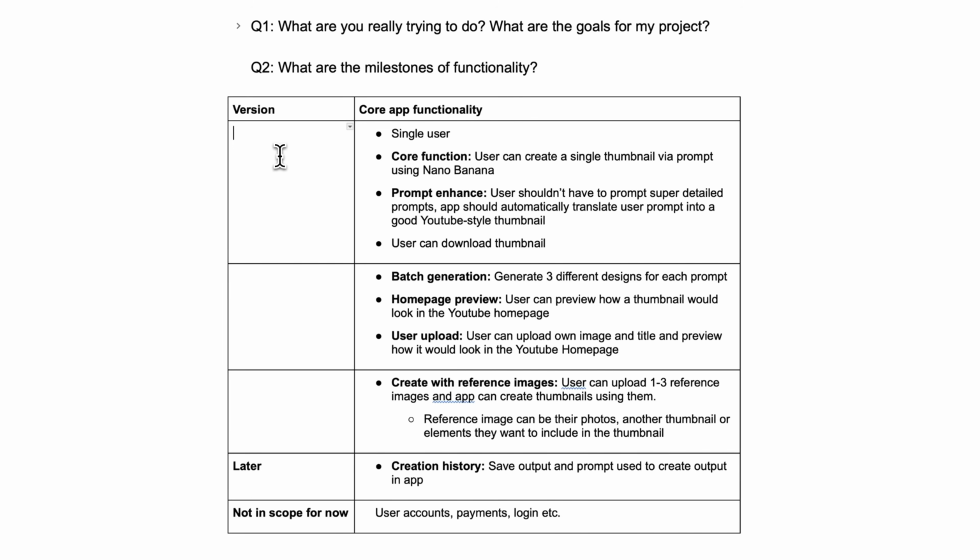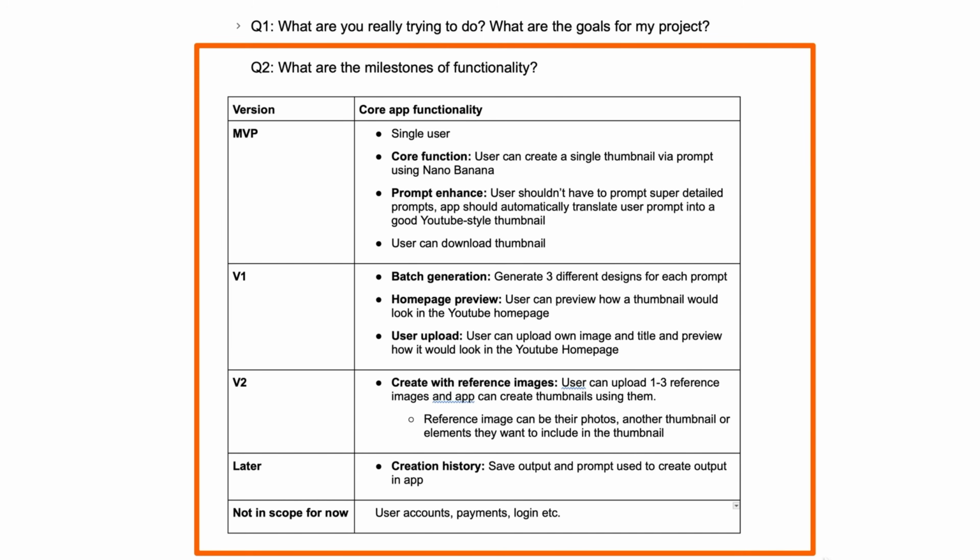Rather than trying to build everything at once, break down your project into milestones, maybe an MVP, and then version 1 and version 2 with more functionality. This helps Claude build your project in phases. I found that this also helps Claude make fewer mistakes compared to asking it to build everything at once.